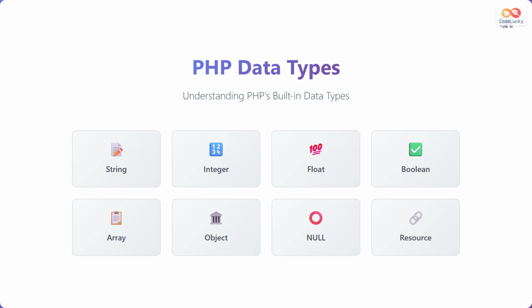Let's explore the fundamental building blocks of PHP, its data types. Understanding these types is crucial for writing effective and bug-free code. In this video, we will cover the main data types that PHP offers. These include string, integer, float, Boolean, array, object, null, and resource.